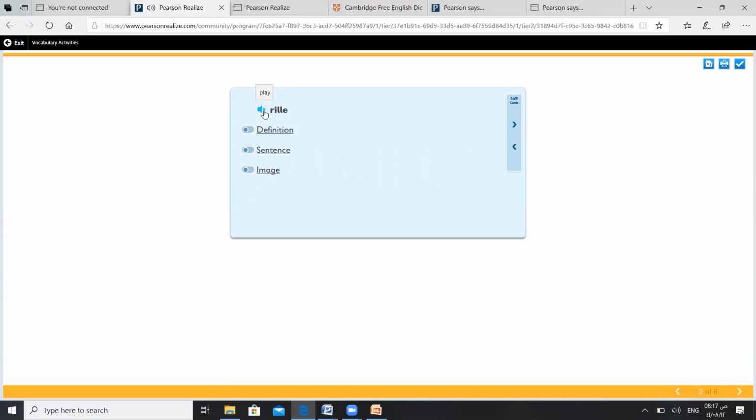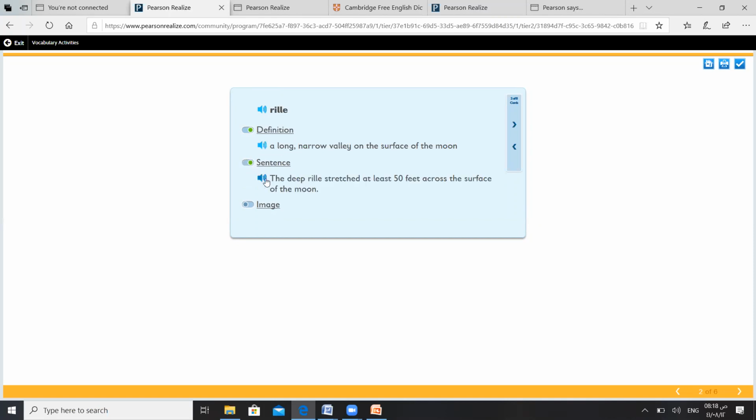Rill. What do I mean by rill, grade 4? Rill is a long, narrow valley. The meaning of rill is a long, narrow valley on the surface of the moon.